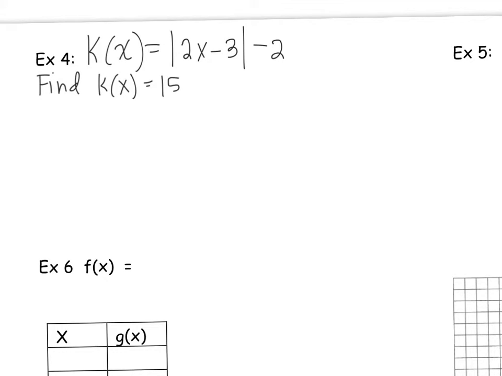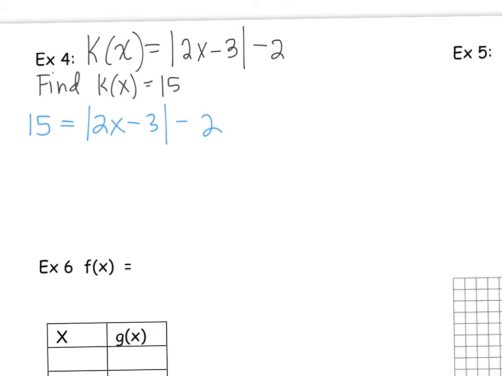All right, so I'll go ahead and do another one with you. Let's say we have k of x is equal to the absolute value of 2x minus 3, minus 2, and they tell us find k of x equal to 15. So basically, y is equal to 15. What is x? The function k of x is 15, and we're looking for the x value when that function value is 15.